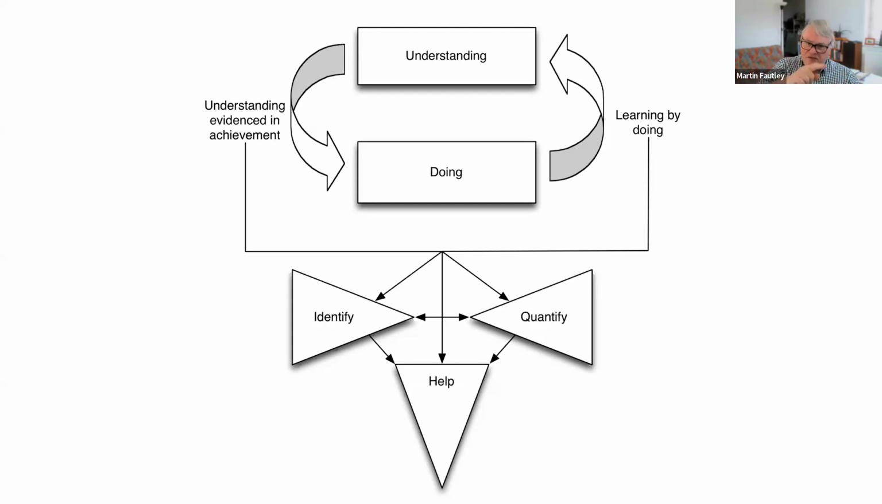And then underneath the going round and round, it's another form of spiral, if you like, are three triangles: identify, quantify, and help. And this is where assessment comes in, because what, as teachers, we're trying to do is identify what it is that pupils can do and possibly need help with, hence the help box. And then for assessment, we often have to quantify it. So those three triangle boxes underneath are all related. So we're thinking about identifying, quantifying, and helping, and we're moving around that understanding and doing spiral.